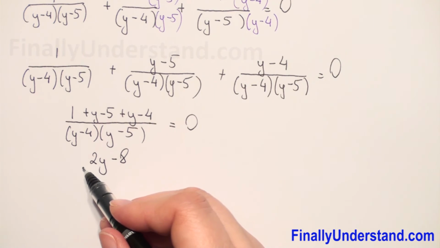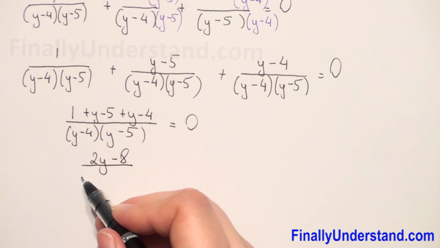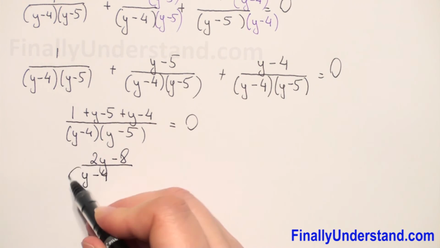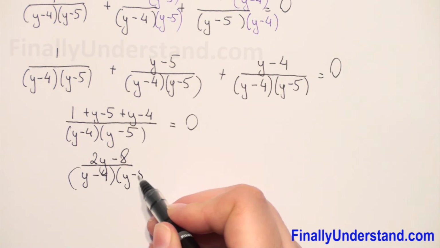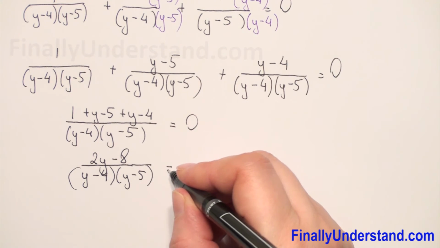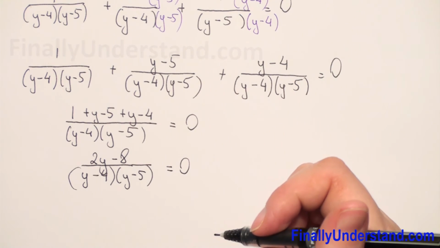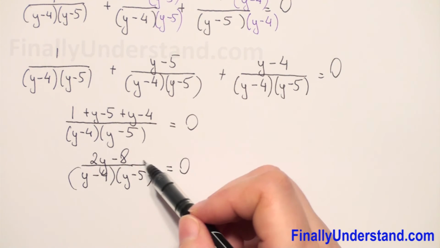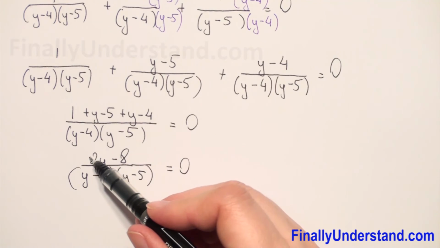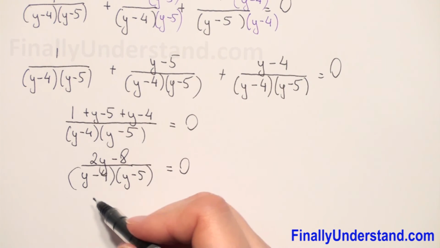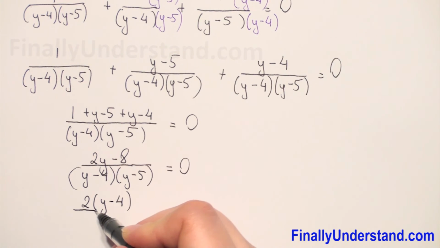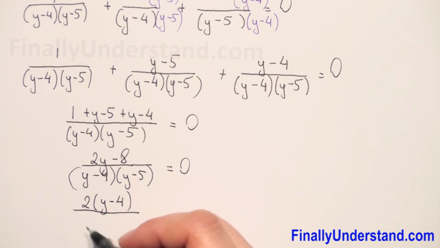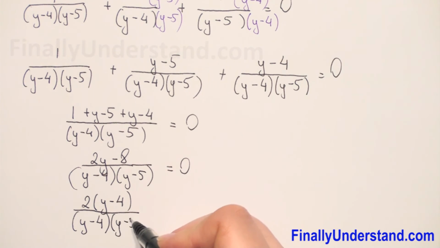So let me copy maybe the denominator now. So this is y minus 4 times y minus 5. So this is equal to 0. Like I said, this fraction will be equal to 0 only when this numerator is equal to 0. Or first we can factorize 2, so it will be y minus 4 in the numerator over y minus 4 times y minus 5.